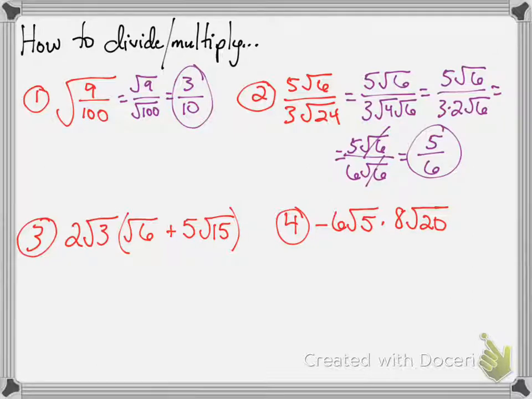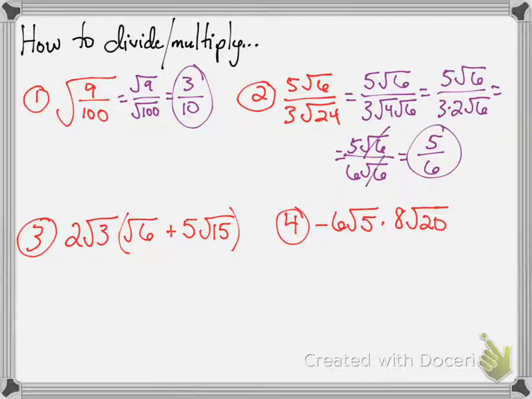The last chunk we have here is multiplication. So we're going to use the same multiplication properties you've learned 100 times over in algebra and pre-algebra, etc. The key is making sure we combine numbers correctly and simplify things correctly as well. So if you take a look at 3 here, I have 2 square root 3 times the expression square root 6 plus 5 square root 15.